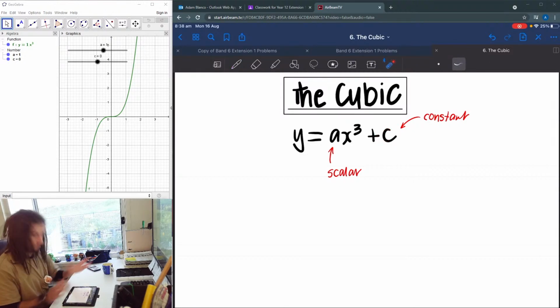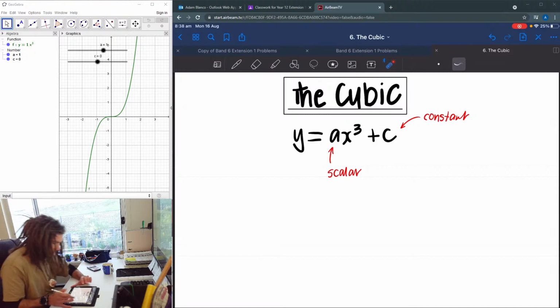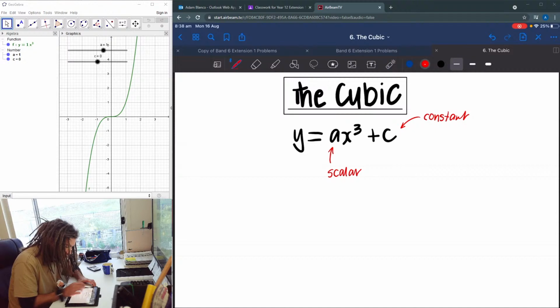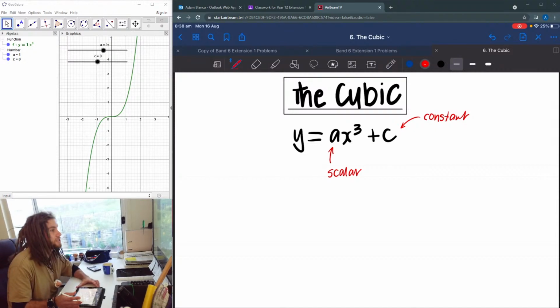Okay, I've taught nothing for the last 3 minutes about cubics, so let's go on with that. All right, I just want to, so I guess what you can see in the top corner of your screen, that's kind of what it looks like.